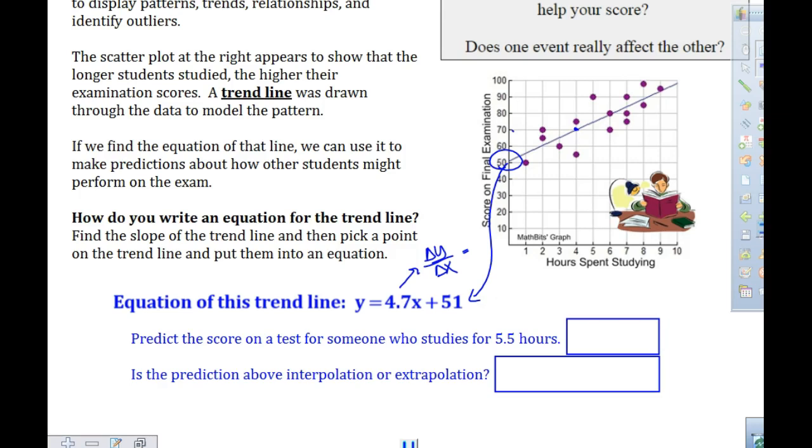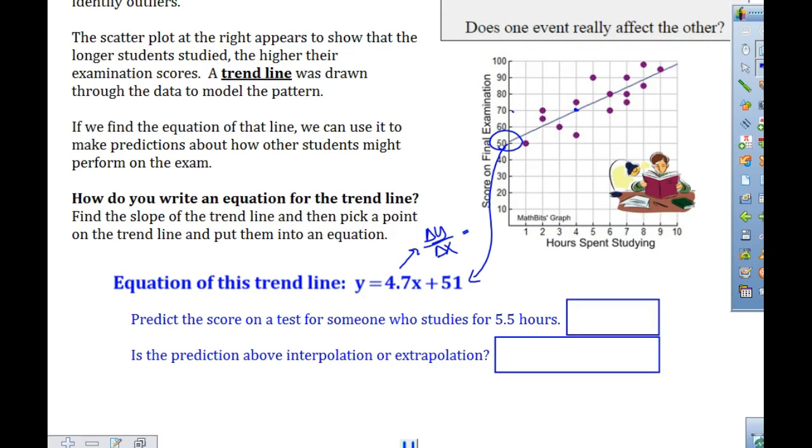That's an equation for the line. So it says we are asked to predict if you study 5.5 hours. Could you easily go from here to 5.5 and go up without using the equation and tell me where that point is? Really close. What we want you to do is to use the equation and use 5.5 as your x value. So if our x value is 5.5, if you have your calculators out, please take them out. 4.7 times 5.5 plus 51.